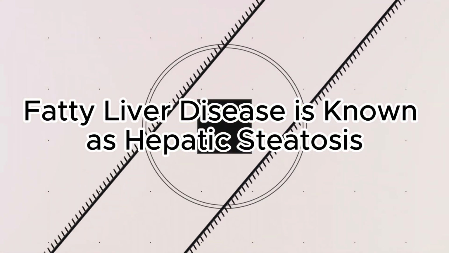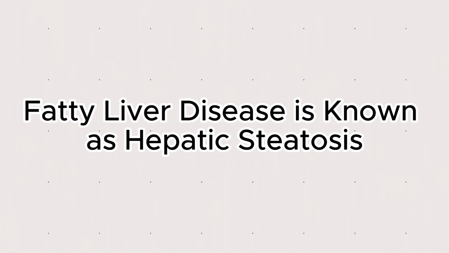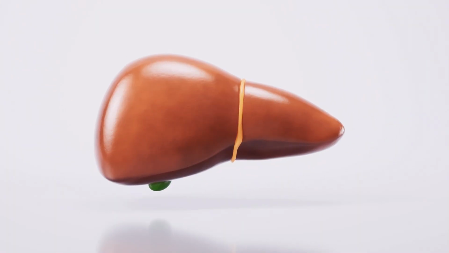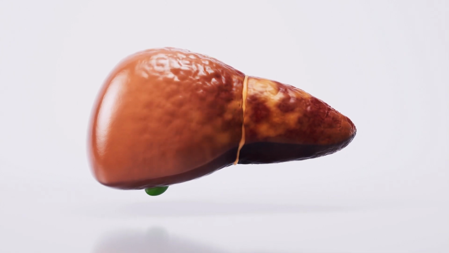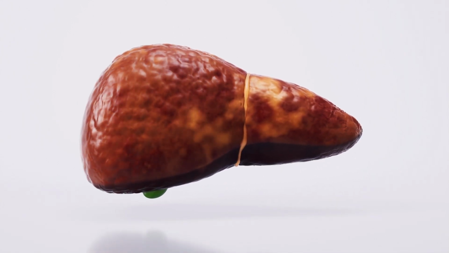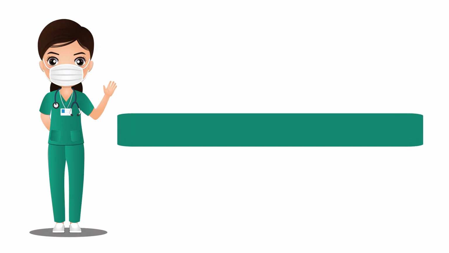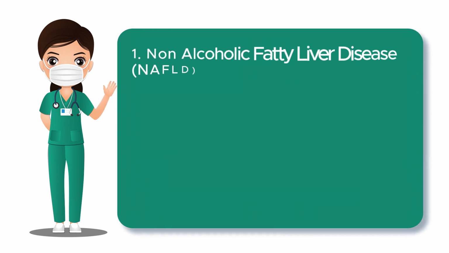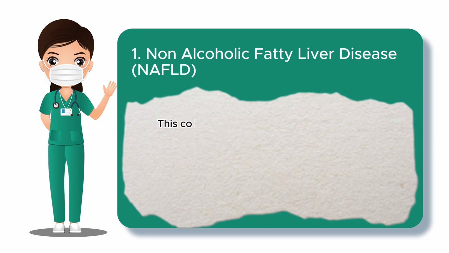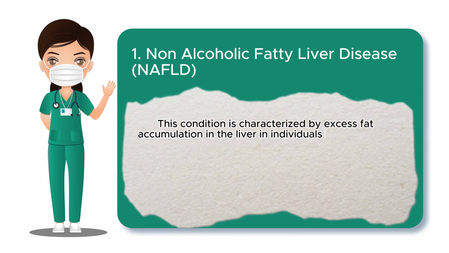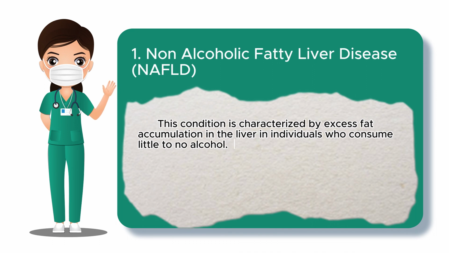Fatty liver disease is also known as hepatic steatosis. Fatty liver disease occurs in an abnormal accumulation of fat within liver cells. This condition can be broadly classified into two main types. First, non-alcoholic fatty liver disease, or NAFLD. This condition is characterized by excess fat accumulation in the liver in individuals who consume little to no alcohol.